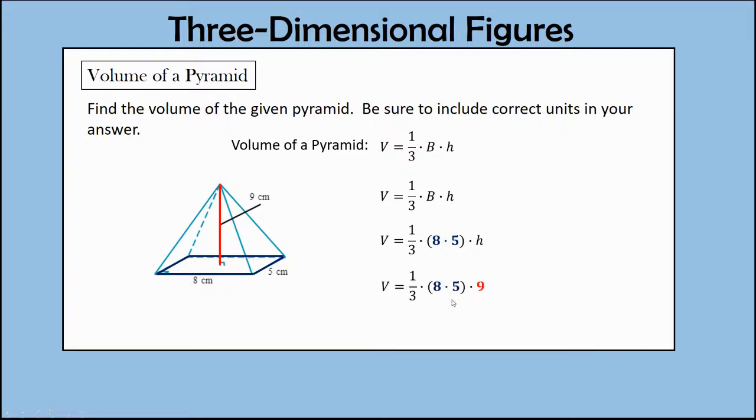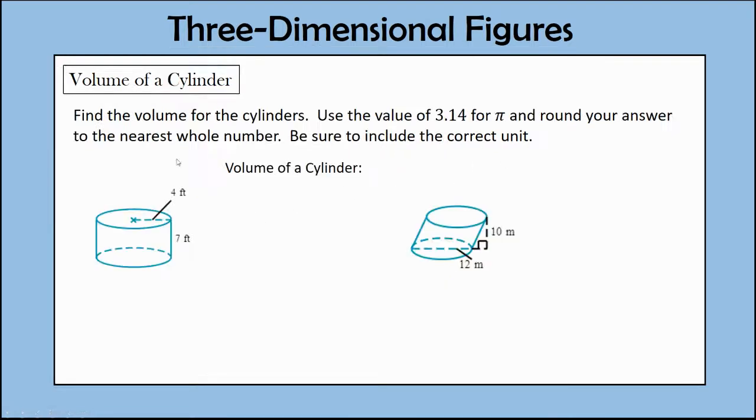And now we're just going to multiply all this together. So I would do, if it was me in my calculator, 8 times 5 times 9, hit enter, and then divide it by 3. Because when you take 1/3 of something, you divide it by 3. That's 120 centimeters cubed. So the volume of this is 120 centimeters cubed. Okay, just got to follow the formula.